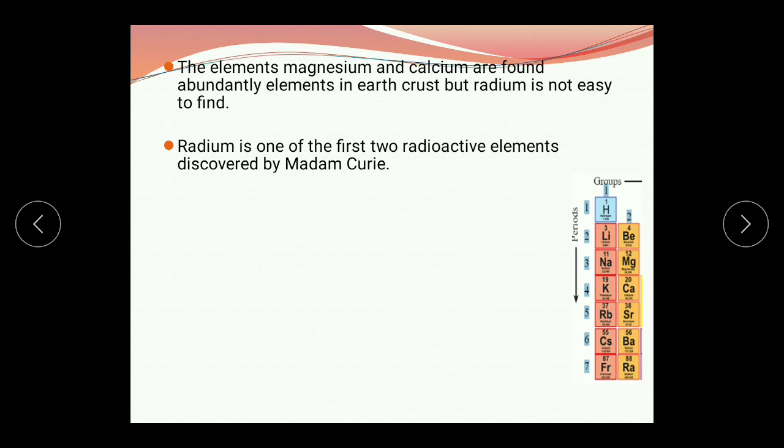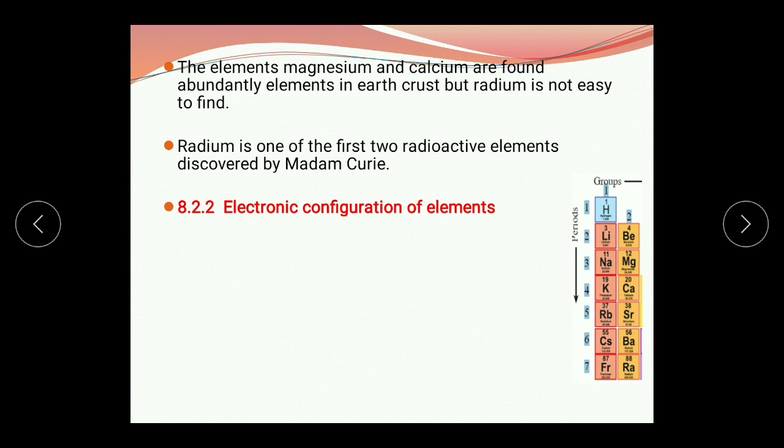Do you know radium was discovered by Madame Curie? Do you know one more element she discovered that is also radioactive? The second element she discovered is polonium. She gave that name because she belonged to the nation Poland. So she dedicated her research to her nation and named that element polonium, and the other element she found is radium. She got the Nobel Prize for these two radioactive elements.